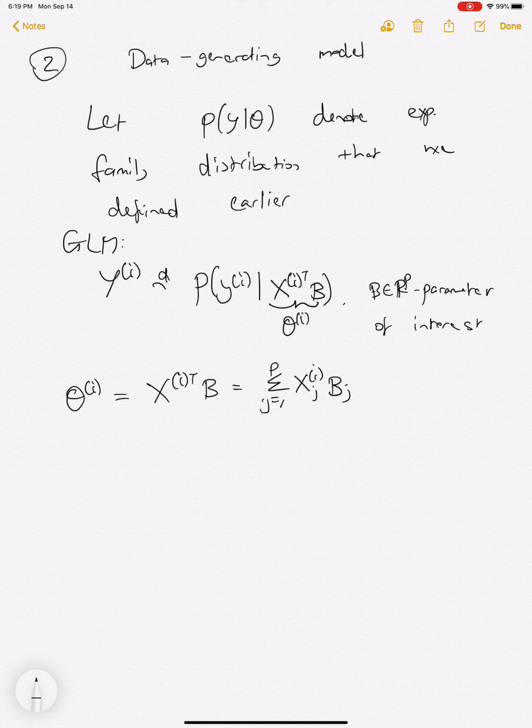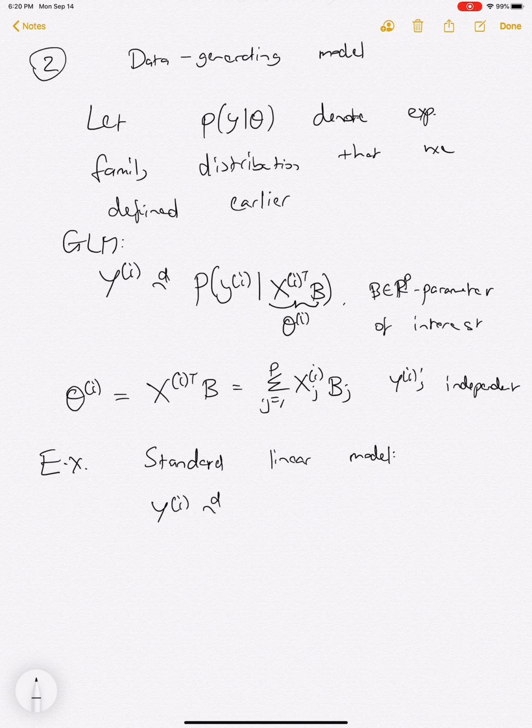So let's look at a couple of examples. One example we can consider is the standard linear model that we've already seen. The other thing I should mention here is that the yi's are independent. If you know the xi's, the yi's are independent. This is going to be crucial when we talk about maximum likelihood estimation.